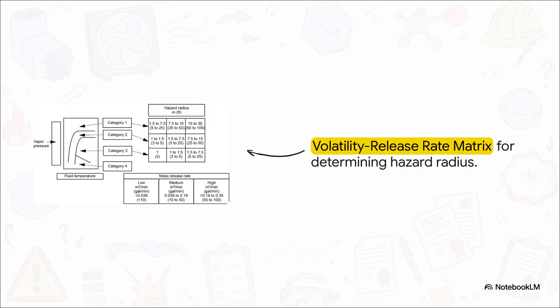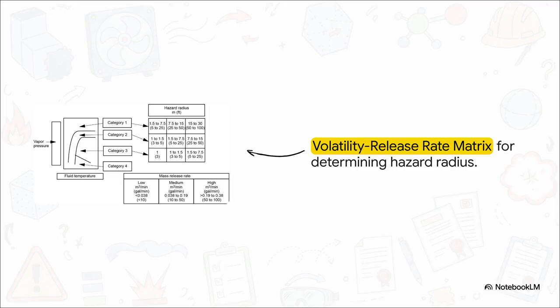Now, what's really fascinating is how these math concepts translate directly into the physical world, and we see that through the volatility release rate matrix. Just look at how fluid temperature and vapor pressure define the category, and then combined with the mass release rate. If you've got a highly volatile fluid releasing at a really high mass rate, the math dictates a massive hazard radius. We're talking up to 30 meters or about 100 feet. This isn't guesswork. This matrix shows exactly how the physical properties of a leak literally dictate the physical dimensions of your hazardous zone.